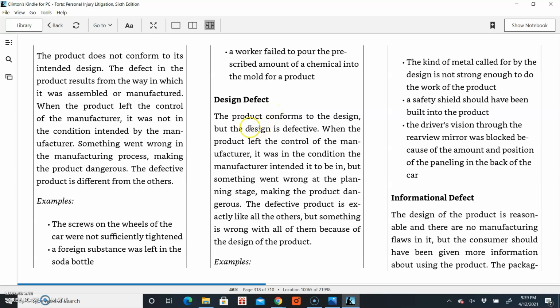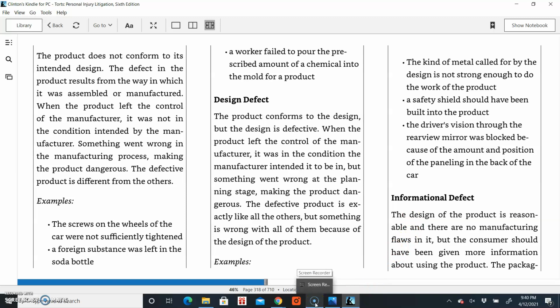Design defect: the product conforms to the design, but the design is defective. When the product left the control of the manufacturer, it was in the condition the manufacturer intended it to be in, but something went wrong in the planning stage, making the product dangerous. The defective product is exactly like all the others, but something is wrong with all of them because of the design of the product.